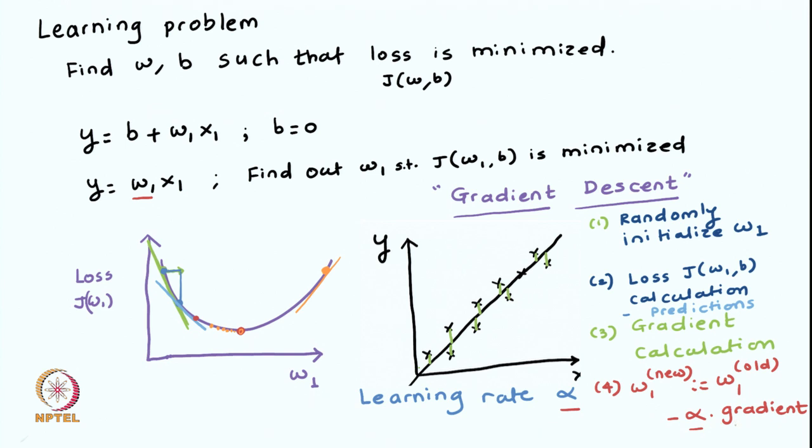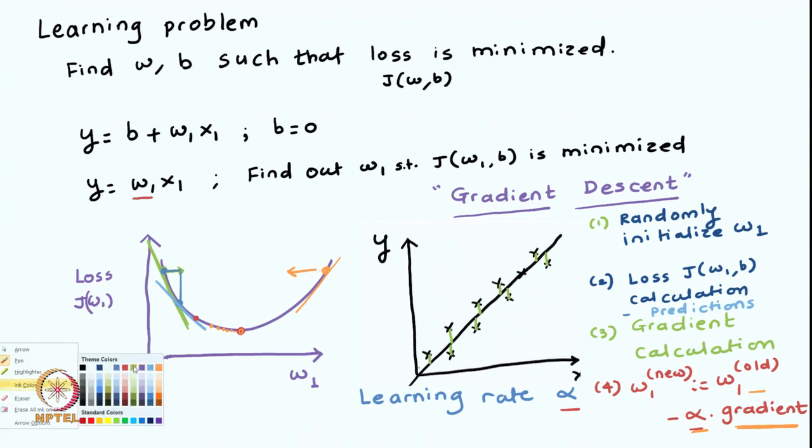Since the gradient is positive at this point, we will effectively be moving in the opposite direction, because this is the value of W1 old, and we are going to subtract something from it. So we will be moving in this direction if I start from here. On the other hand, when we started from here, the gradient was negative, and since we move in the negative direction of the gradient, negative and negative becomes positive. So we are adding something to the old value, and we get a value greater than the old value. If we start from here, we get a W1 greater than the previous value. If we start over here, we get a W1 lesser than the previous value. So this is the intuition behind gradient descent.